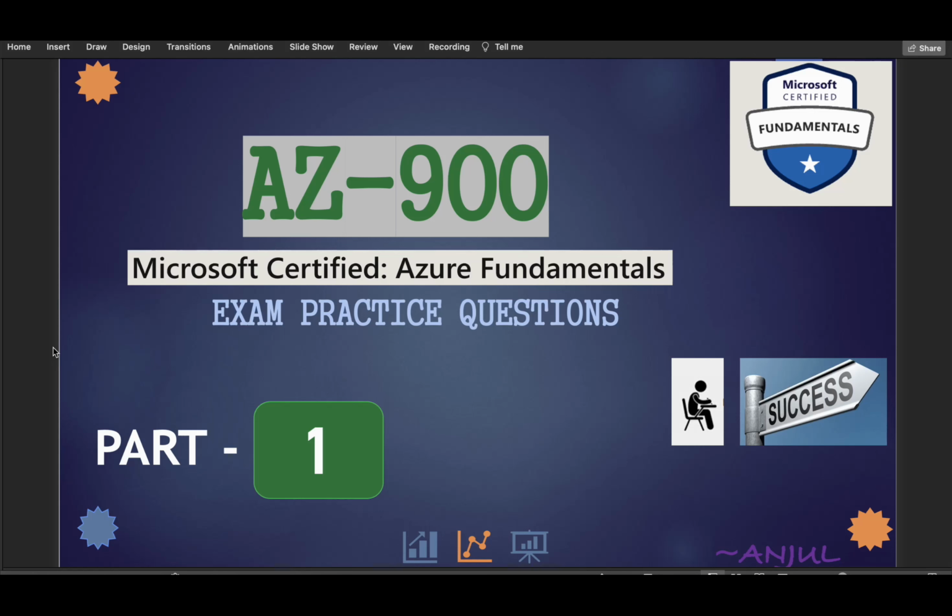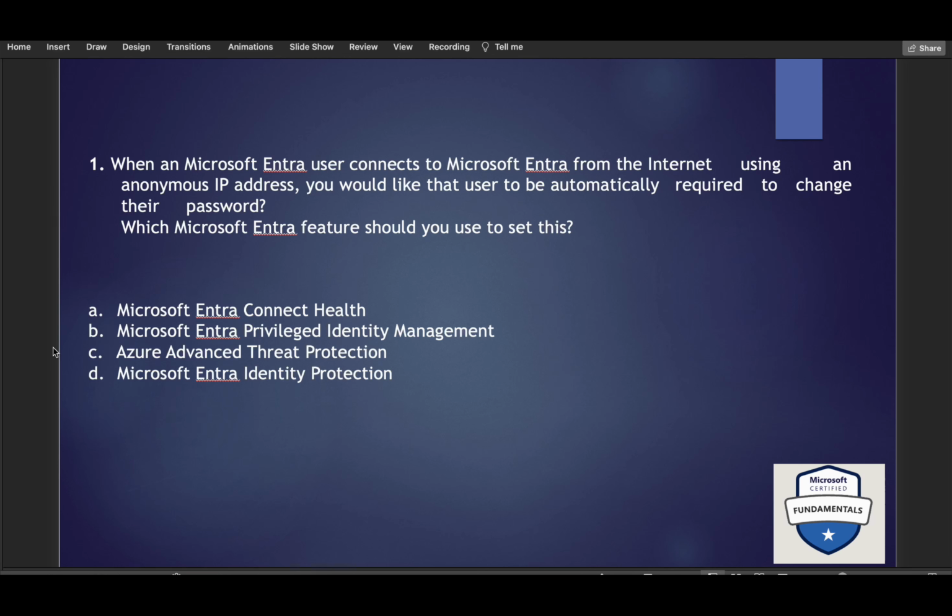Today in this video, we will go through a few practice questions on Microsoft certification AZ-900. So let's start. When a Microsoft Entra user connects to Microsoft Entra from the internet using an anonymous IP address, you would like that user to be automatically required to change their password. Now, which Microsoft Entra feature should you use to set this? So the answer to this would be Microsoft Entra Identity Protection.